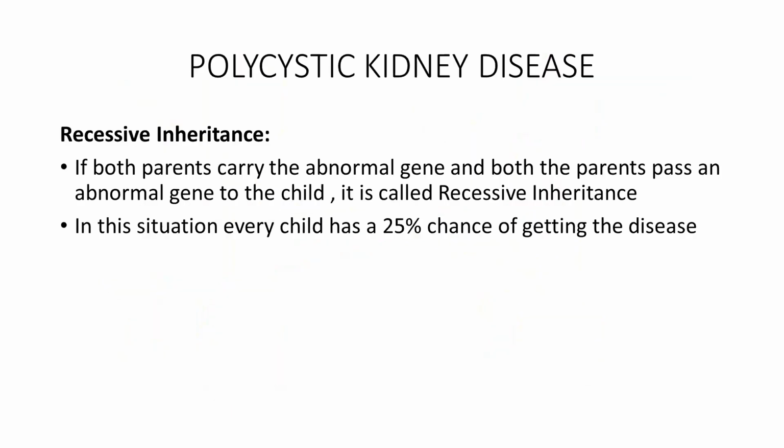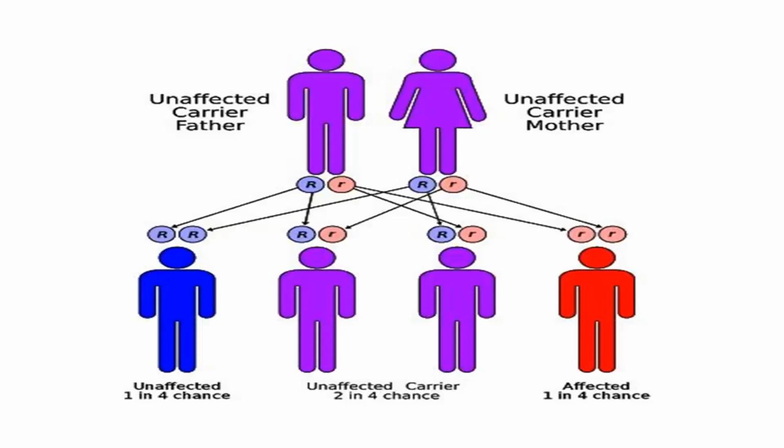Recessive inheritance. In recessive inheritance, both parents carry the abnormal genes. They are not affected, they are not suffering from that disease, but they carry the abnormal genes. And both of them pass an abnormal gene to the child. It is called recessive inheritance. The chance of a child getting the disease is 25%, as compared to 50% in autosomal dominant. This was very briefly about autosomal dominant and autosomal recessive.